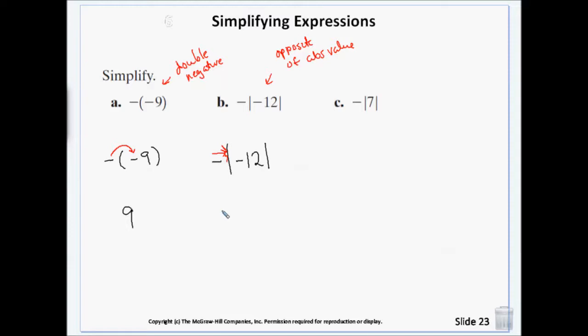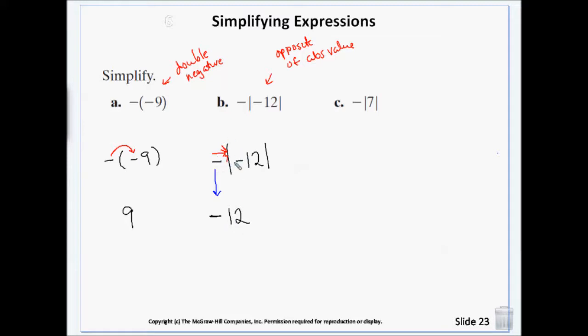Right. So absolute values are walls. Nothing can go in. You can only bring things out. So this negative gets carried down. And then I take the absolute value of negative 12. Well, the absolute value of negative 12 is positive 12. So this is actually going to stay negative because you bring it down.